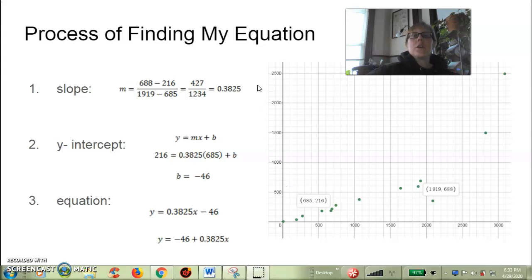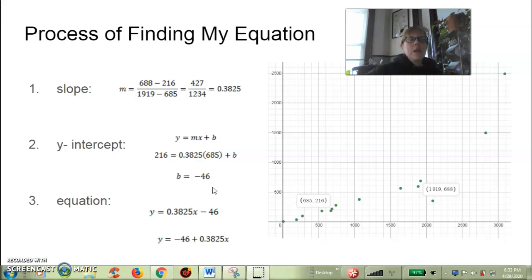To find the equation of a line from 2 points, you start by finding the slope. So I did the change in y's divided by the change in x's, or delta y over delta x. Right, and then after that, since I have the slope, I can now find the y-intercept. I used the point 685, 216 to figure this out. So here's my y, here's my slope, here's my x, and then I can use that to solve for b. I left some of the math off, but I did end up with b equaling negative 46. I did have to round that to the nearest whole number.